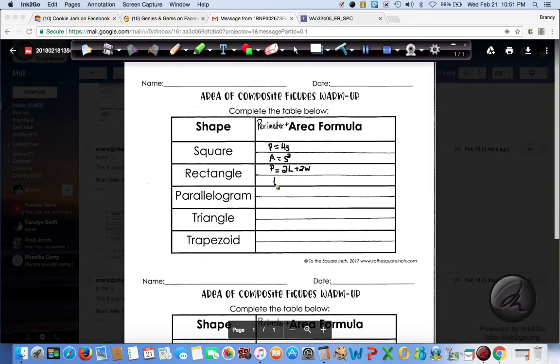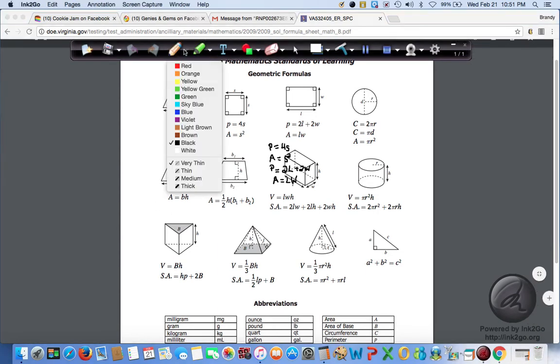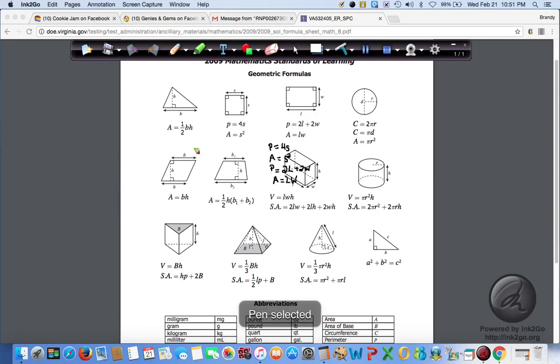And we already decided our area equals length times width. When they're right beside each other, that means multiplication. The next one is a parallelogram, and this is one that you may not have used that much in the past. The parallelogram is this guy right here, and I'll go ahead and circle it for you. This is a parallelogram. It's a rectangle that does not have the right angles.